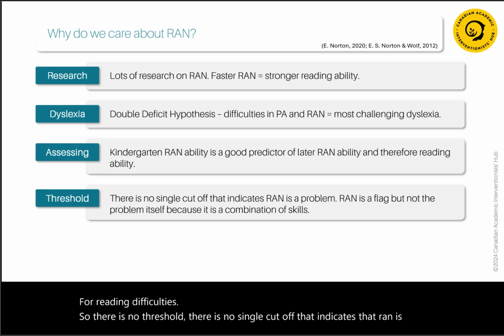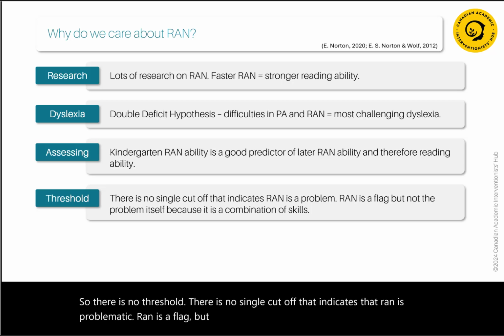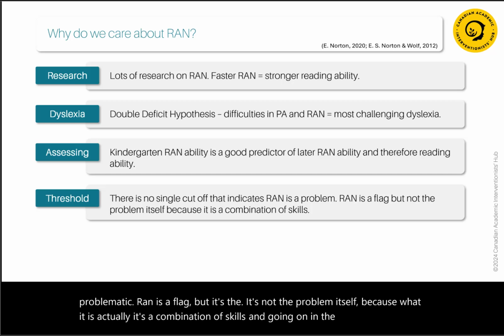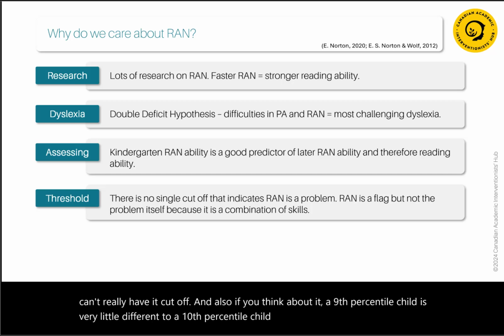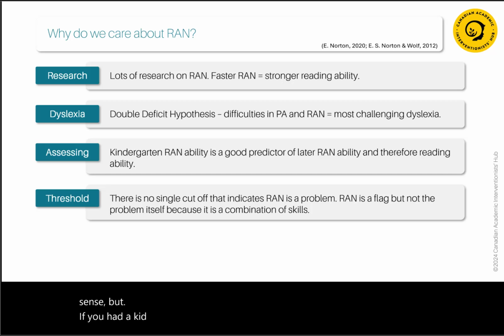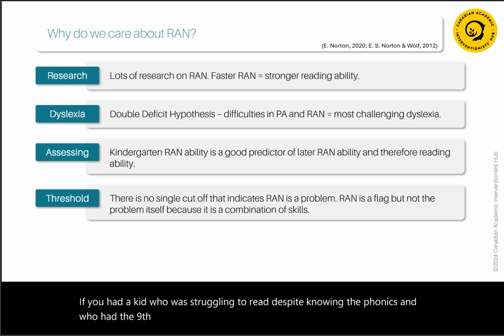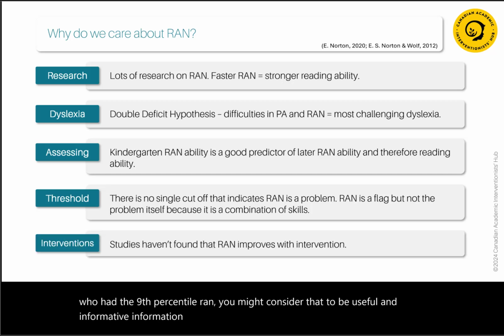RAN is a flag, but it's not the problem itself, because it's actually a combination of skills going on in the background. So you can't really have a cutoff. And also, if you think about it, a 9th percentile child is very little different to a 10th percentile child. So a cutoff really doesn't make sense. But if you had a kid who was struggling to read despite knowing the phonics and who had the ninth percentile RAN, you might consider that to be useful and informative information, right?